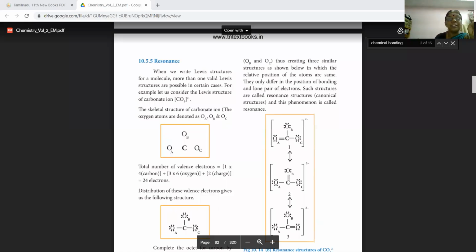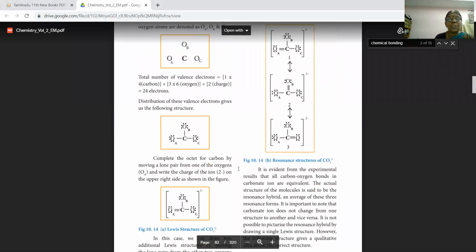Here in this one, the skeletal structure of this is, oxygen atoms are denoted as OA, OB and OC, and OA, OB, OC are around the carbon atom. The total valence electrons is 1 into 4 that is for carbon plus 3 into 6 for oxygen plus 2 that is the charge, which is equal to 24 electrons.